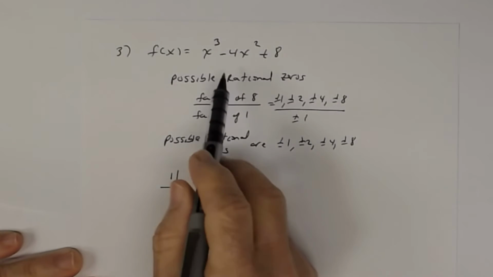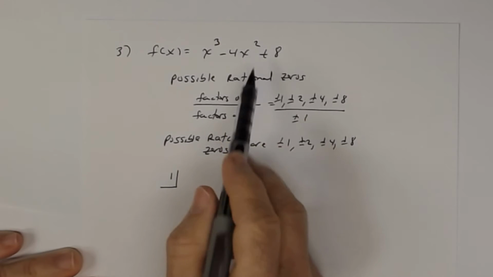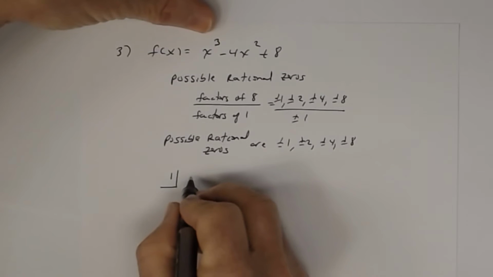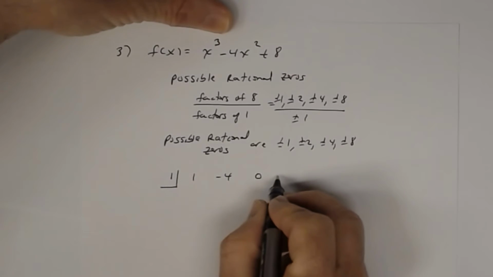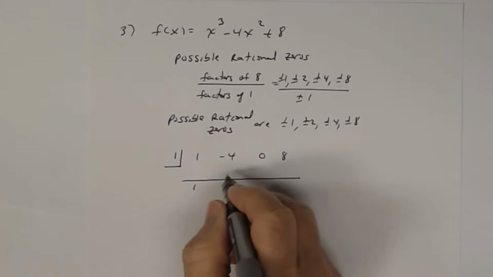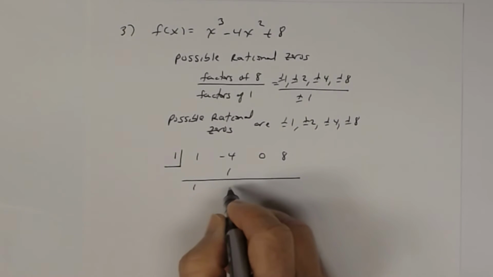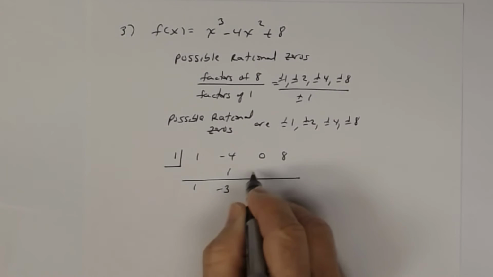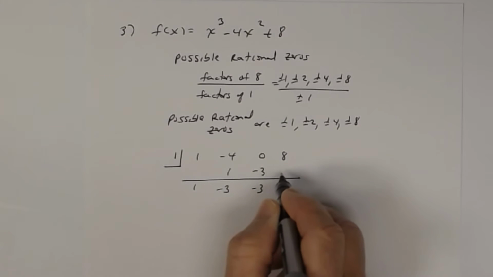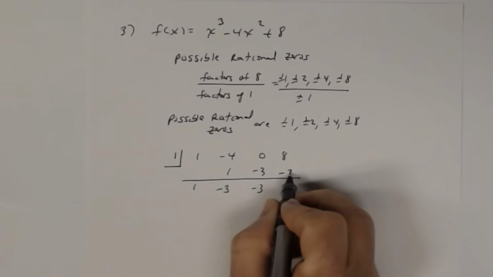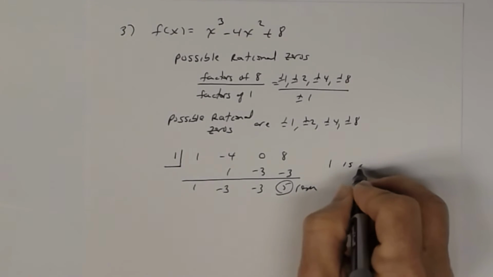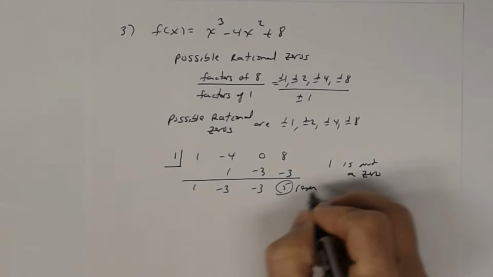Now remember, we do have a missing term. The x term is missing, so remember, we're going to put a 0 here when using synthetic division. So we have 1, negative 4, 0, and 8. Bring down the 1. 1 times 1 is 1. Add, negative 4 and 1 is negative 3. Multiply, we get negative 3. Add, we get negative 3. Obviously you're not going to get a negative 8 here, because 1 times negative 3 is negative 3. So we get 5 instead. So there's your remainder. That means 1 is not a 0, since the remainder is not 0.